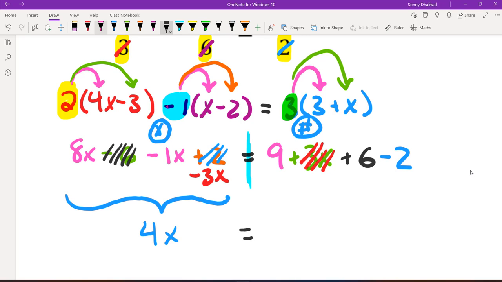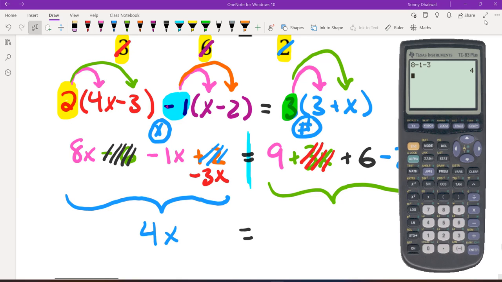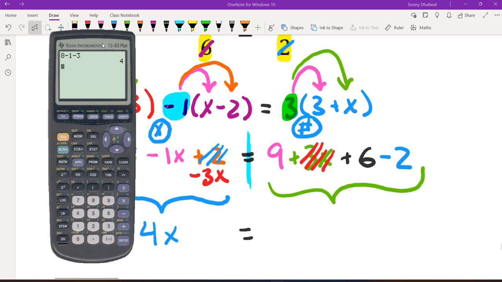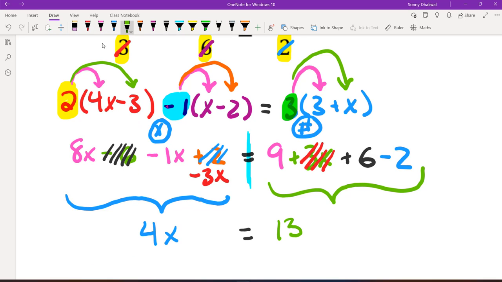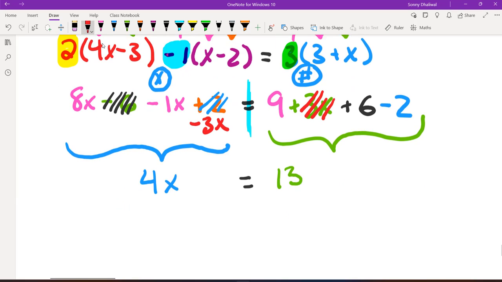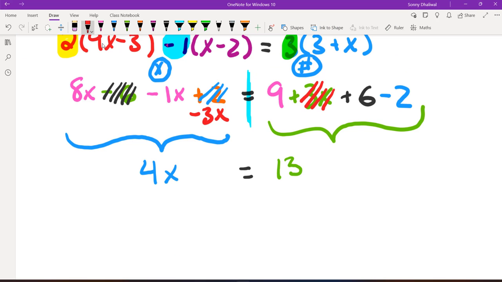On the other side, we combine our numbers together. All right? So what do we have here? So I grab my calculator. I have a 9 plus 6 minus 2. And I get 13. Okay? There we go. So we're not quite done because the x isn't by itself. So how do you get rid of the x? Divide. So you divide by the 4. It goes bye-bye.